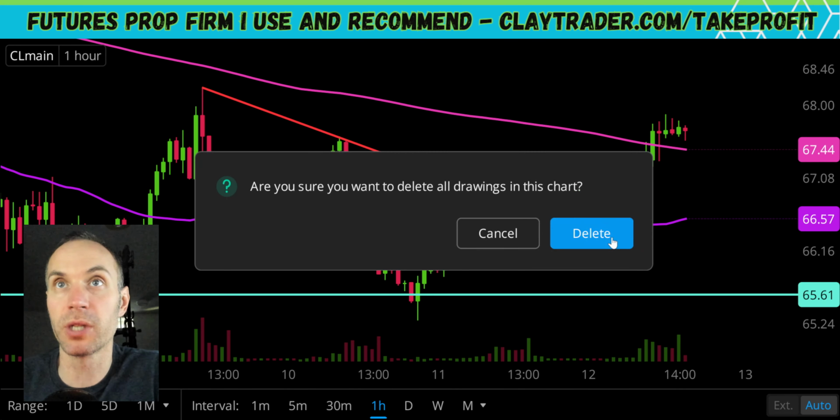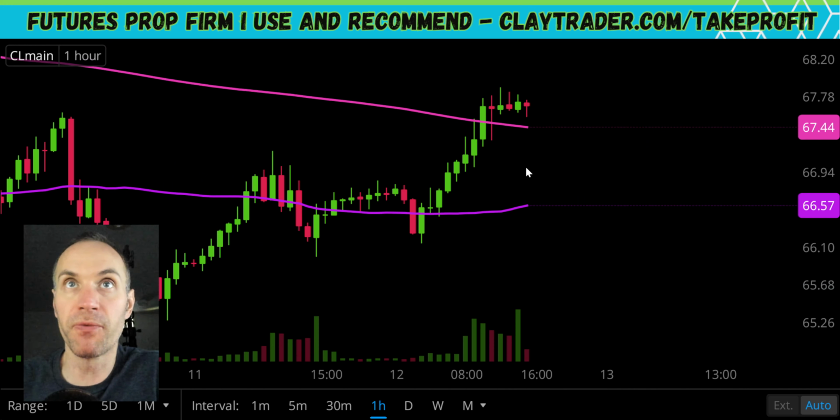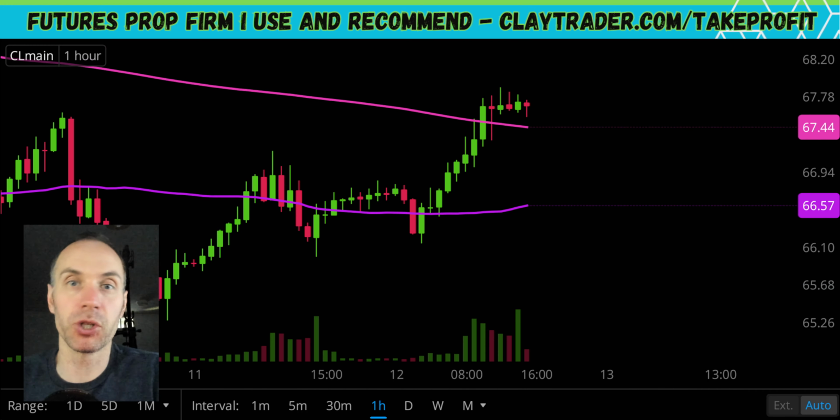I'm going to go ahead and get rid of those lines as they served their purpose for now. So moving forward, ideally speaking, if you say, hey, Clay, what would make this chart look the absolute strongest? That would be if the price can stay up above the pink line.